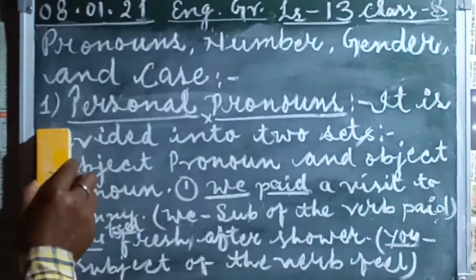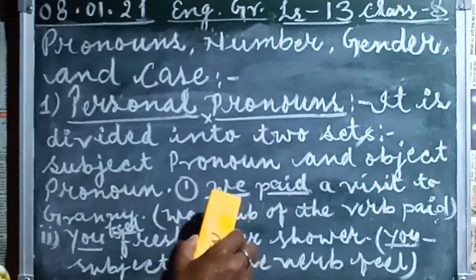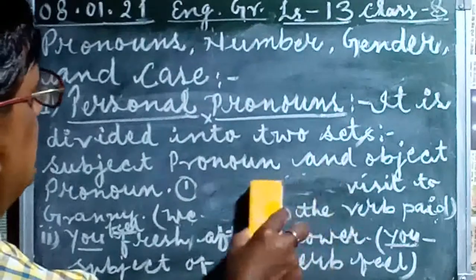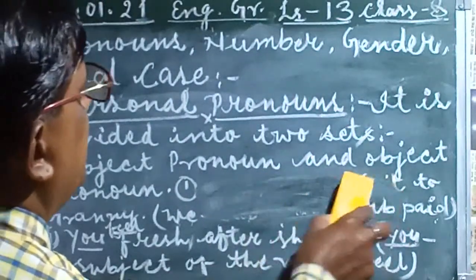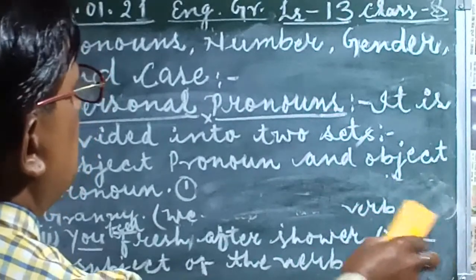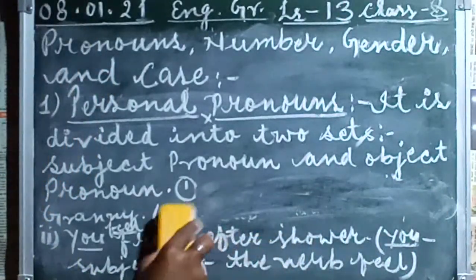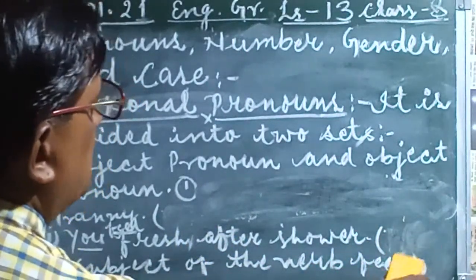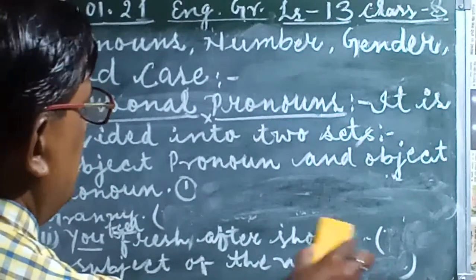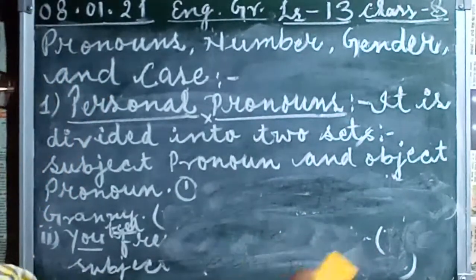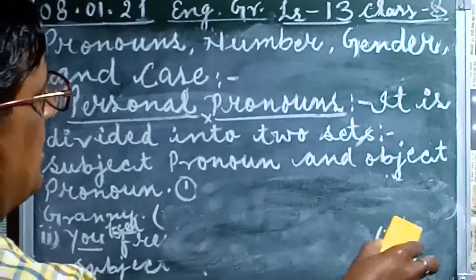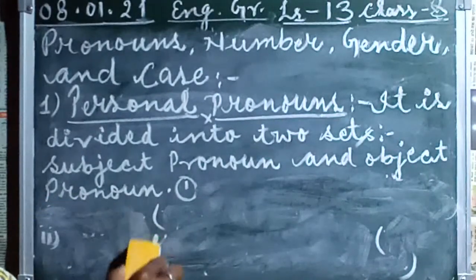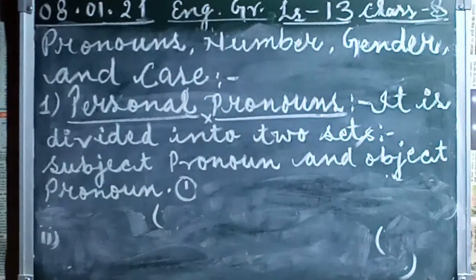Now I am taking the next one. I have given examples of the subjective pronoun, and now I am going to give you examples of the objective pronoun also. I have already told you that the pronouns used in the beginning of a sentence as a subject are subjective, and those used at the end, as an object, are objective pronouns. So I am taking these examples once more, and you have to listen.